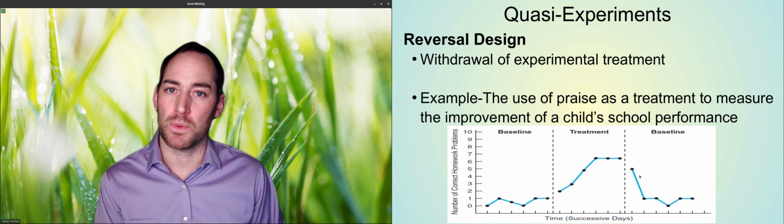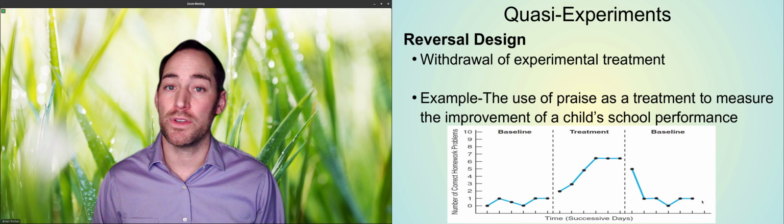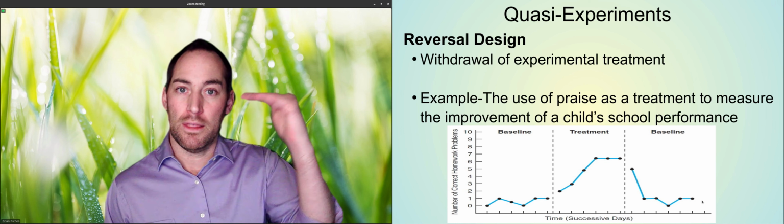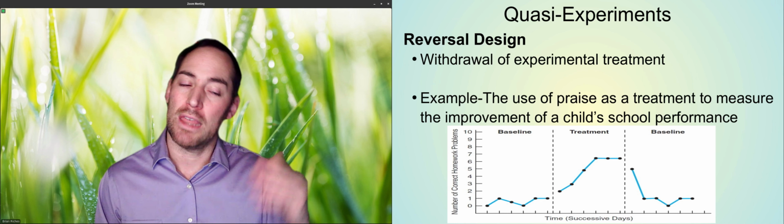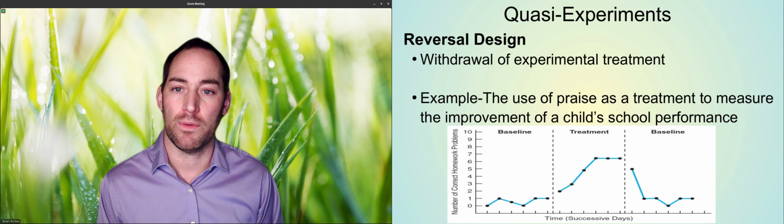But then the next week, we stop giving them rewards again. And we watch, and then we see this pattern of results. When we started the intervention, when we started doing the reward, their behavior changed, right? And then it went back when we removed that treatment. So that's a quasi-experiment. It's called a reversal design.